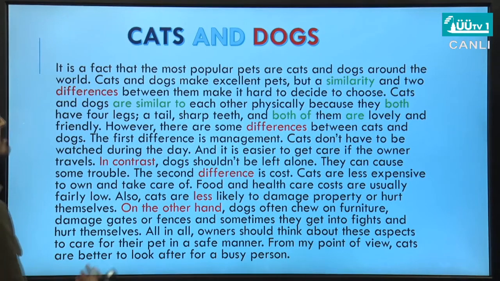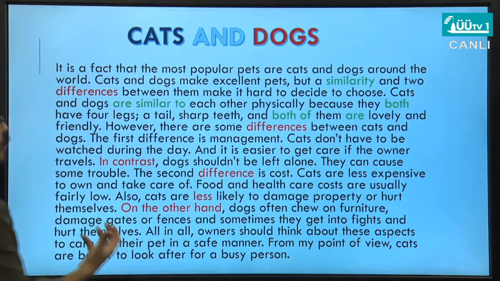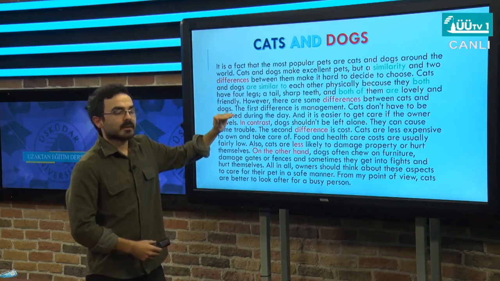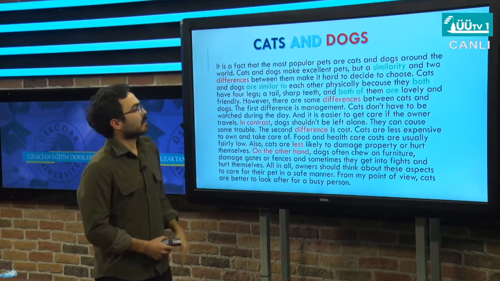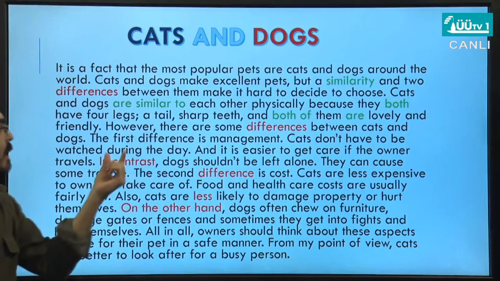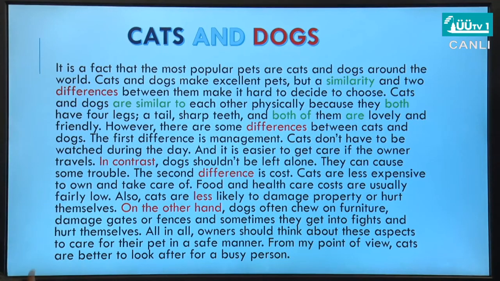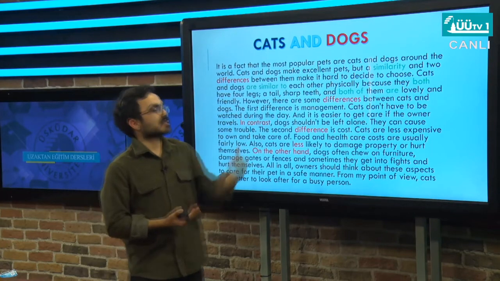Cats and dogs are similar to each other physically, because they both have 4 legs, a tail, sharp teeth, and both of them are lovely and friendly, right? So now he or she is talking about the similarity, right? However, there are some differences between cats and dogs. Now, when we bring about this conjunction, however, it makes the whole flow contrast, right? There are some differences between cats and dogs.